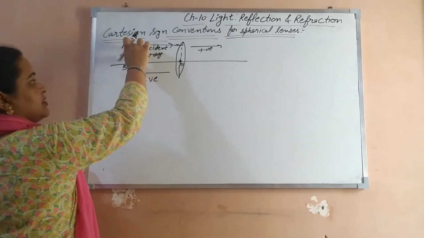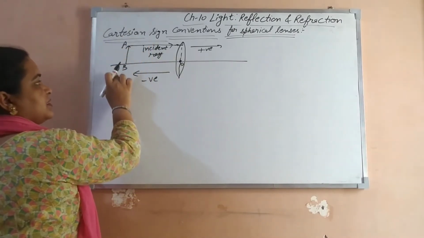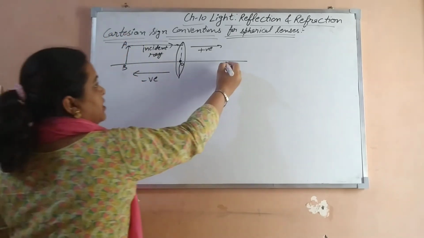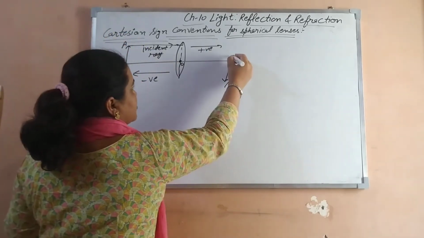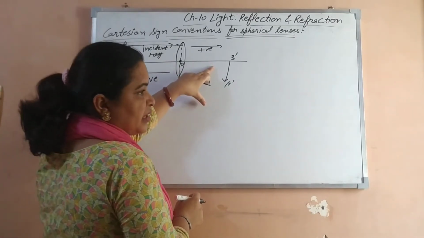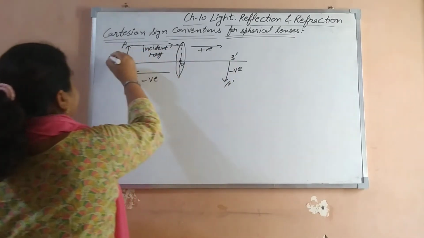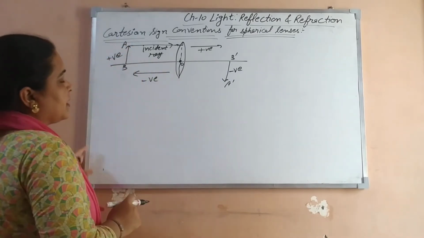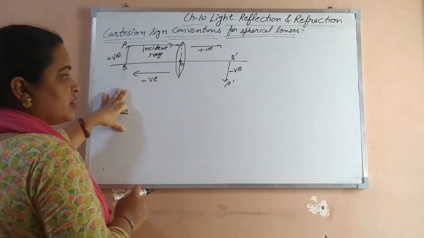The distances above the principal axis, perpendicular to it, are positive, and distances like A dash B dash, which are below the principal axis, are taken to be negative. This is negative and these are taken to be positive. Clear? You have to apply these rules in numericals.